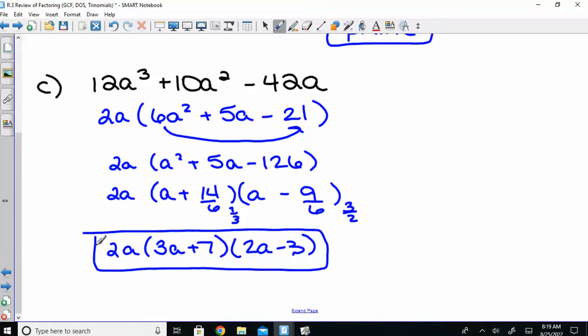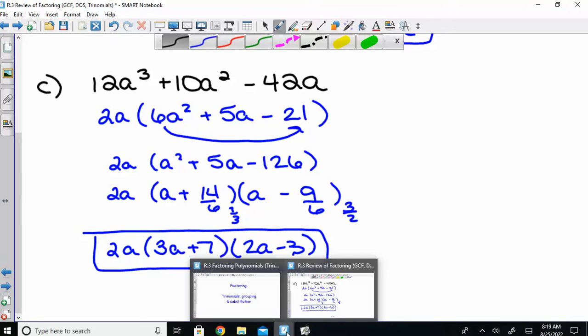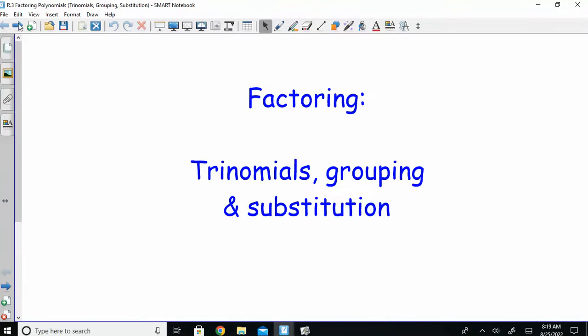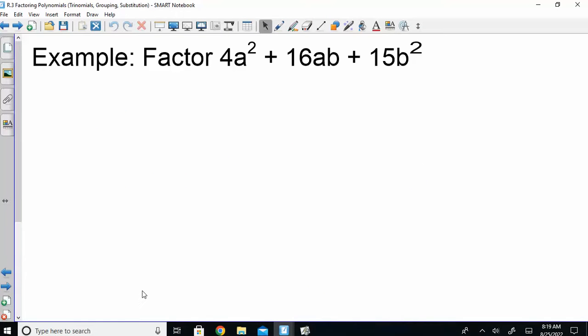So far so good. We're continuing with factoring, but sometimes we encounter some uglier problems. So let's see if we can handle it. Let's take a look at this one.